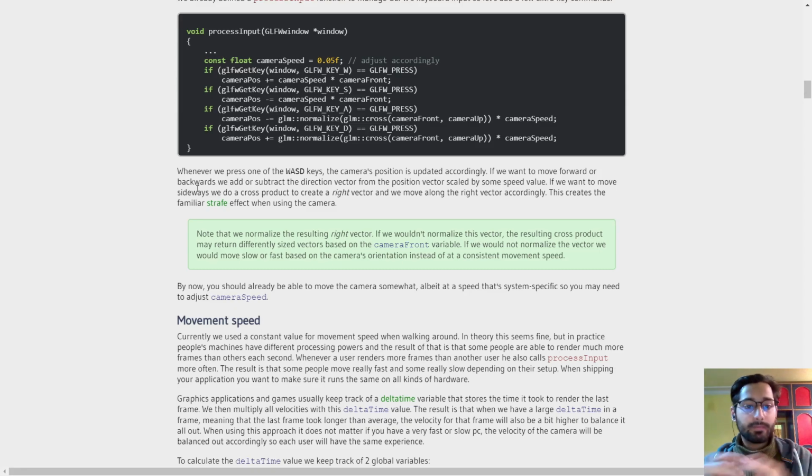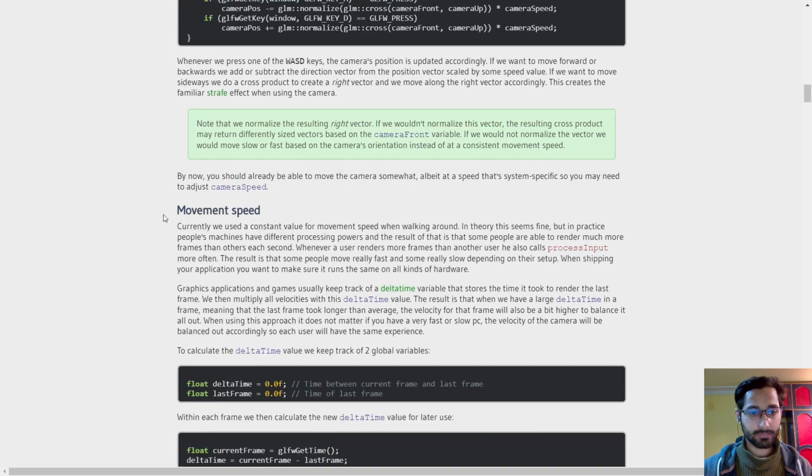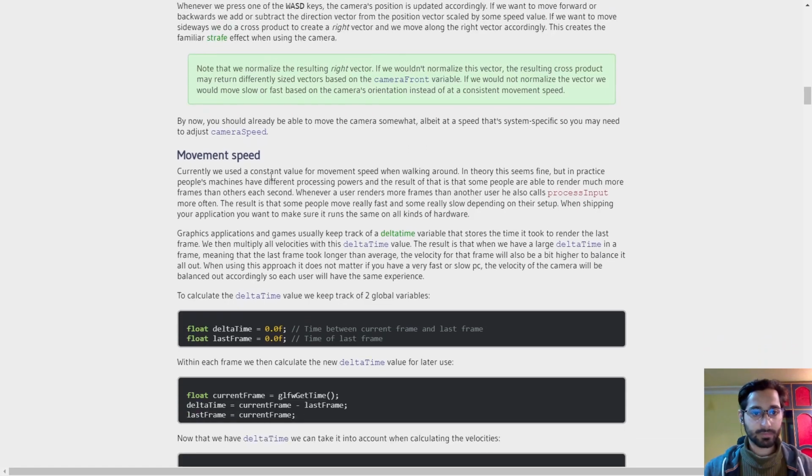Whenever we press the WASD keys, the camera's position is updated accordingly. If we want to move forward or backward, we add or subtract a direction vector from the position vector scaled by some speed value. If we want to move sideways, we do a cross product to create a right vector, and we move along the right vector accordingly. This creates the familiar strafe effect when using the camera. Note that we normalize the resulting vector. Yep, that's fine. By now you should already be able to move the camera somewhat, albeit at a speed that's system specific, so you may need to adjust the camera speed.